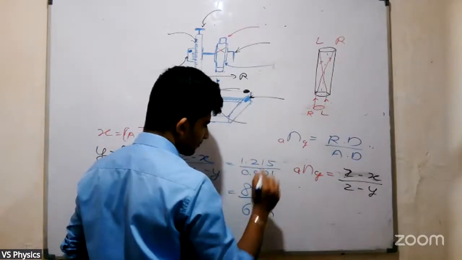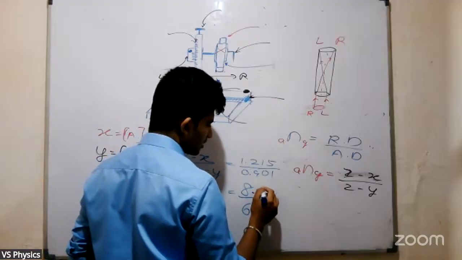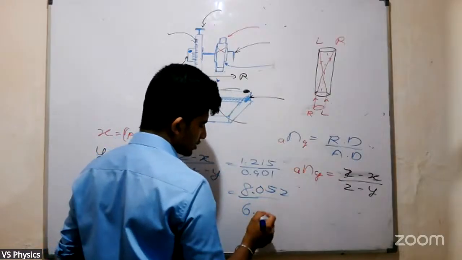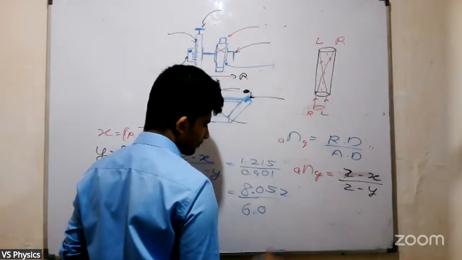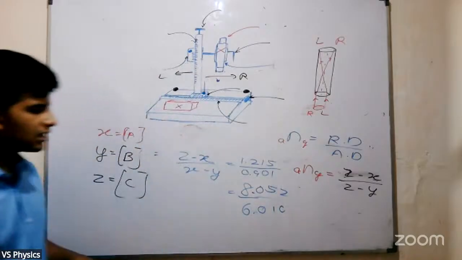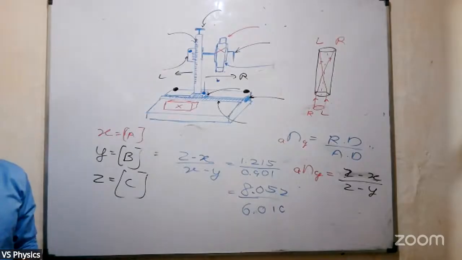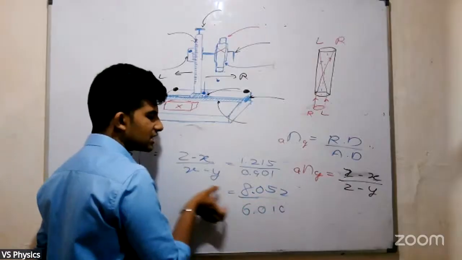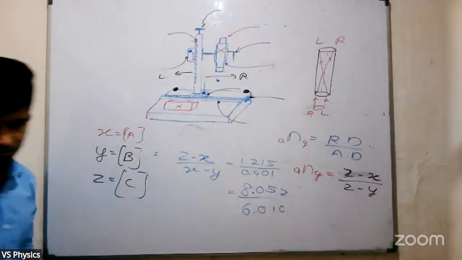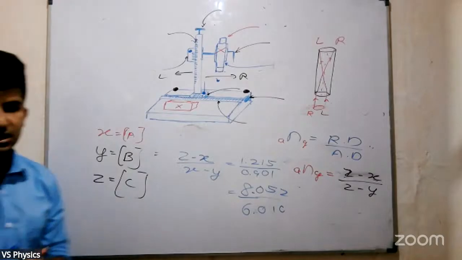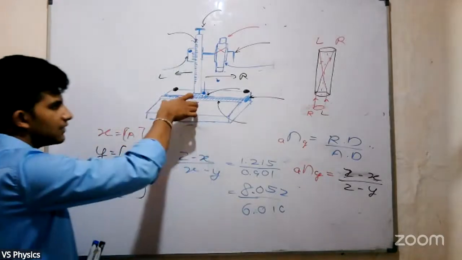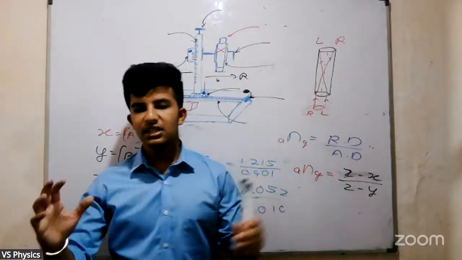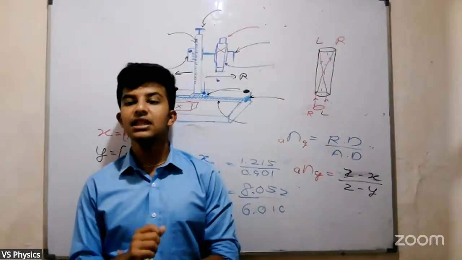But let's say this is going to be 8.052 and this is going to be 6.010. Now, if you divide these two, there won't be that much of a difference, because this is a larger value and this is a smaller value. So it is better we keep the blocks in such a way that we use the maximum length of it.